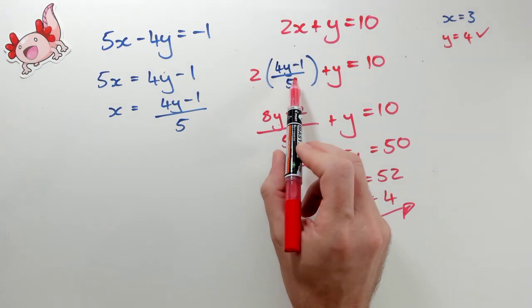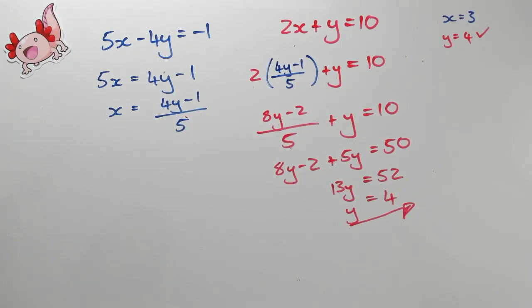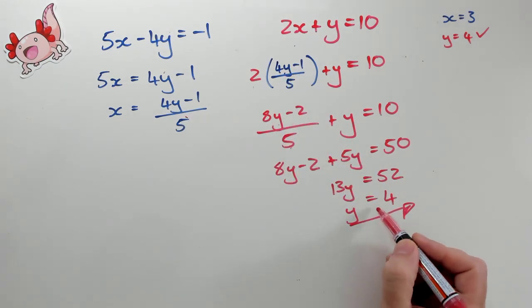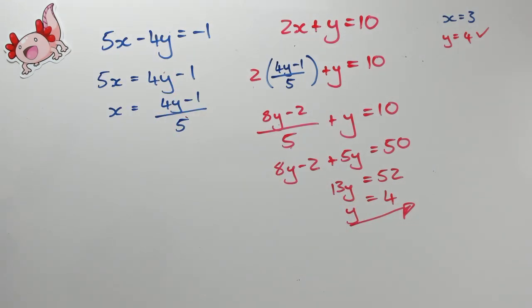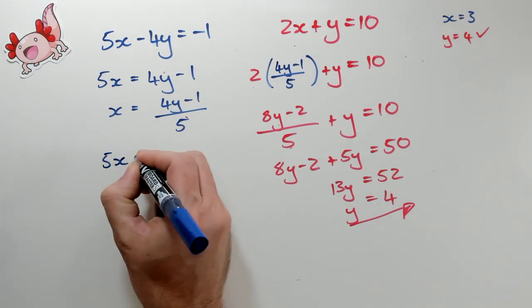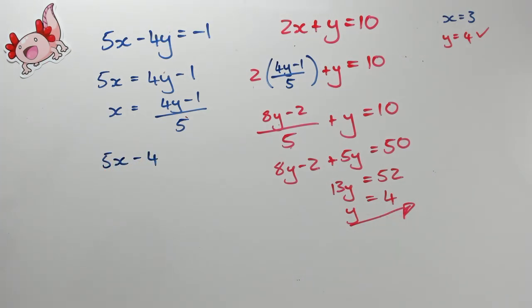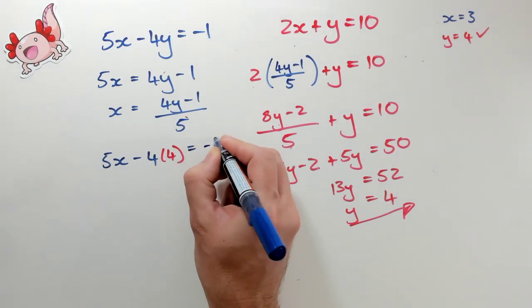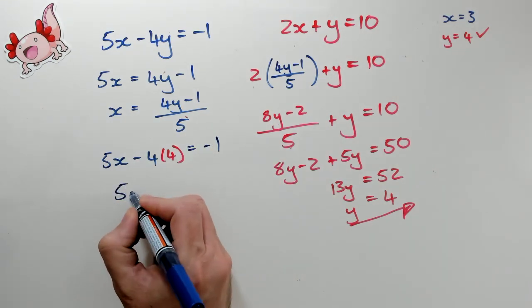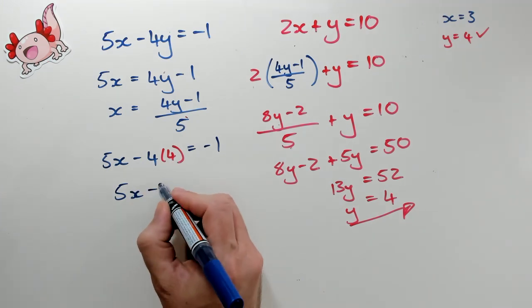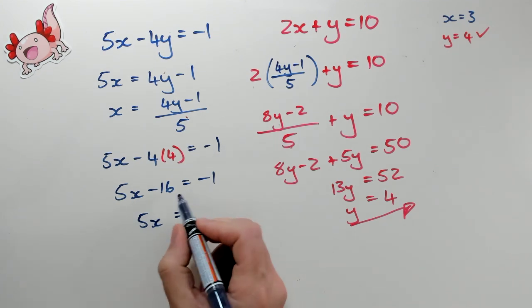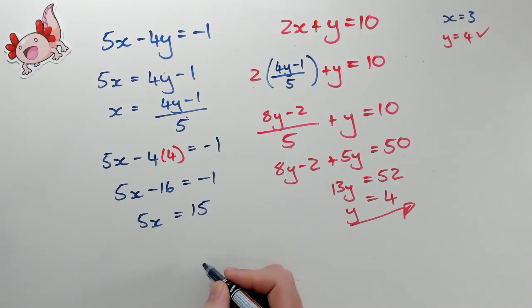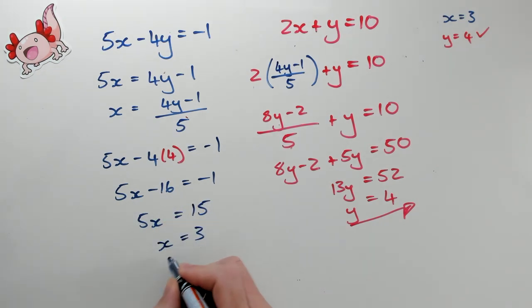You can see it's not nice, but it does work, and it's going to be the same thing. So if I put y as 4 in here, let's make that happen. I'll do 5x minus 4 and add that 4 in there. Hopefully we get to 3. We'll see. So 5x is still going to be 5x. Minus 16 is going to be minus 1. So 5x is going to be add 16 on both sides. So I get 15 here, dividing by 5, and x is 3.